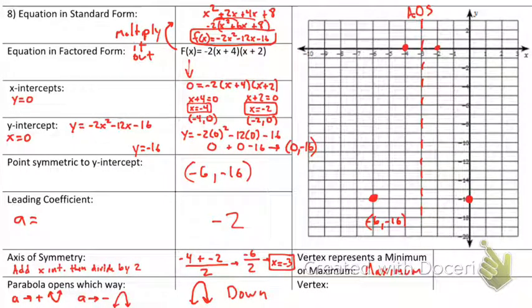All right, so now let's find our vertex. Okay, so to find our vertex, we are going to take our axis of symmetry value.